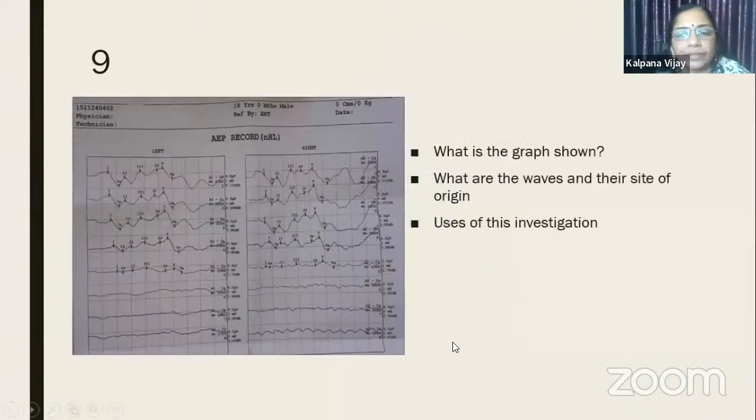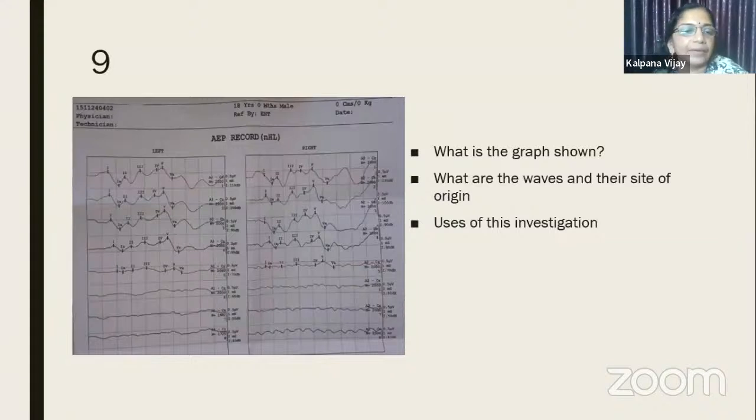What is the graph shown? What are the waves and their sites of origin? So it is written there, that is the auditory evoked response or brainstem auditory evoked potential, or you can say brainstem evoked response audiometry. So it is BERA or BAEP, we can say. Brainstem auditory evoked potential or brainstem evoked response audiometry. What are the waves and their site of origin?